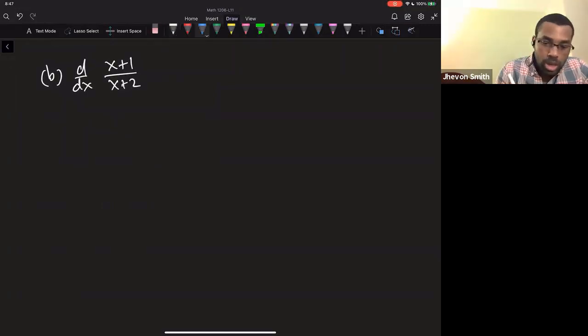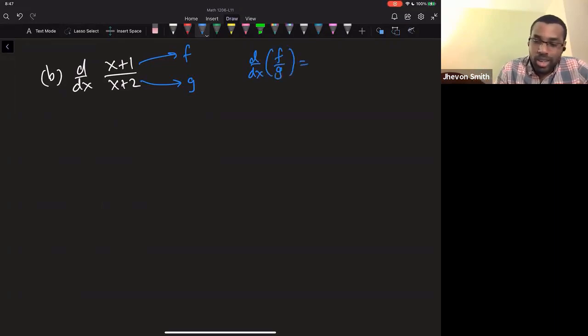This one, probably the same thing. That's my f, that's my g. I know that the derivative of f over g, one way to know the rules is that every time you're using them, write it down, is going to be f prime g minus fg prime over g squared.